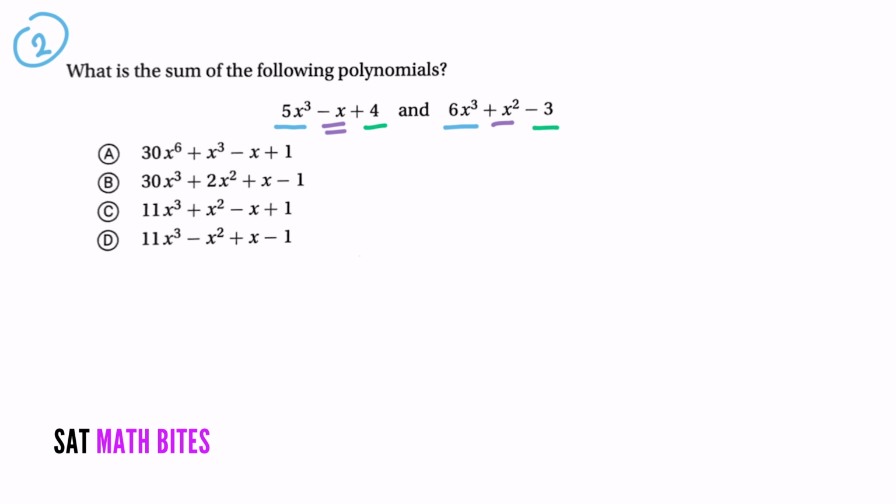So when you combine, 5x to the third plus 6x to the third is 11x to the third. X squared stays by itself, minus x stays by itself, and 4 minus 3 is positive 1. Therefore, the answer here would be C.